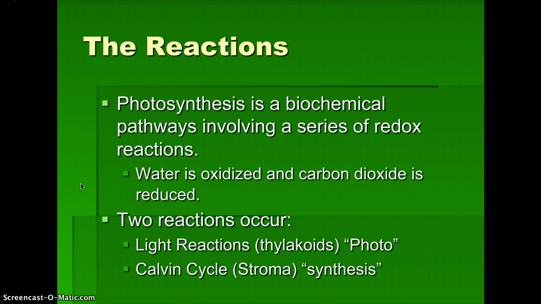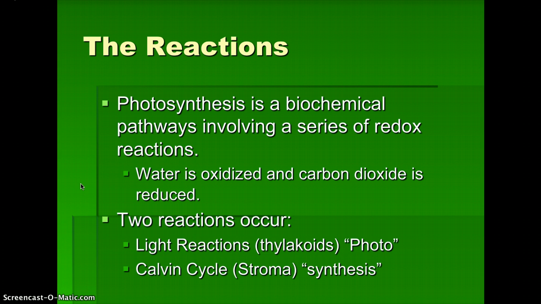There are two basic reactions. There is the light reactions, which is the photo portion of photosynthesis. That occurs in the thylakoid membranes of the chloroplast because the pigments are stored there. And we know that pigments are light-absorbing molecules. So those pigments being stored inside the thylakoids, therefore you have the light reactions.